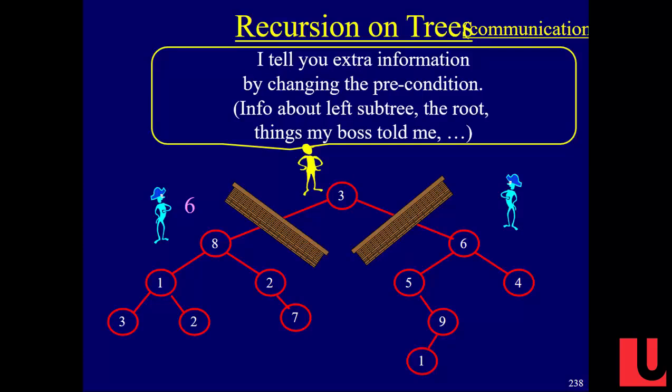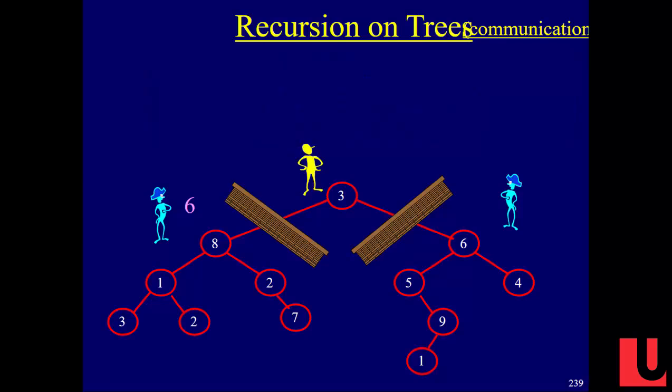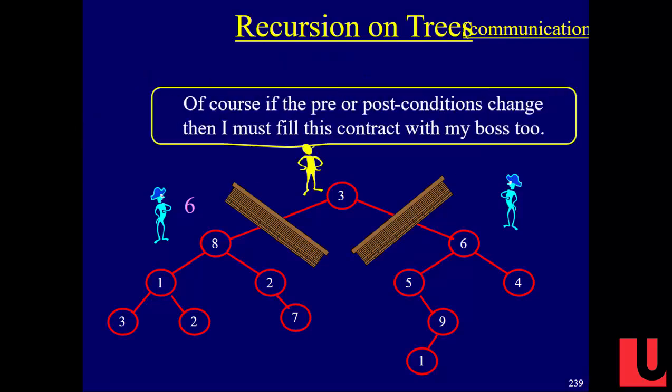You can give the friend more information if you change the precondition. And of course, if you change the precondition, you have to change what you return. So you also have a box up here. What does the box give you? It gives you everything stated in the precondition. And you have to return everything stated in your postcondition. Everybody following that?